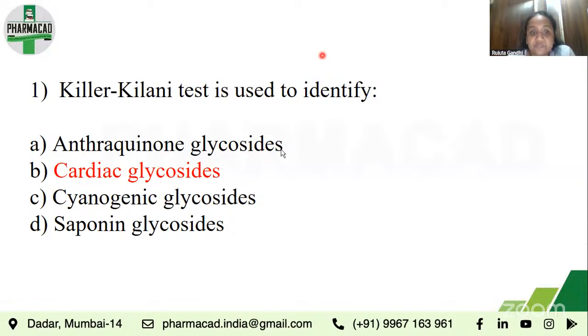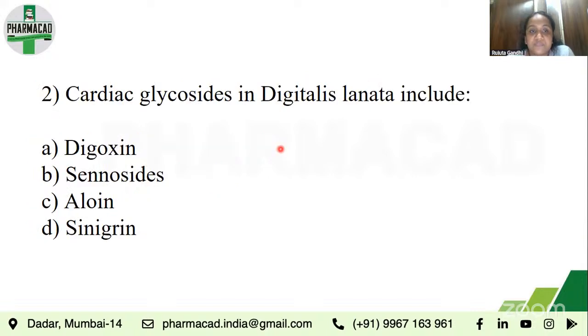Okay, next question. In glycosides there are 8 to 9 classes, and depending on the class, the tests are also differentiated. There are steroidal and triterpenoidal glycosides as well, which have different tests. You can always make a chart, and it is readily available in my earlier video.